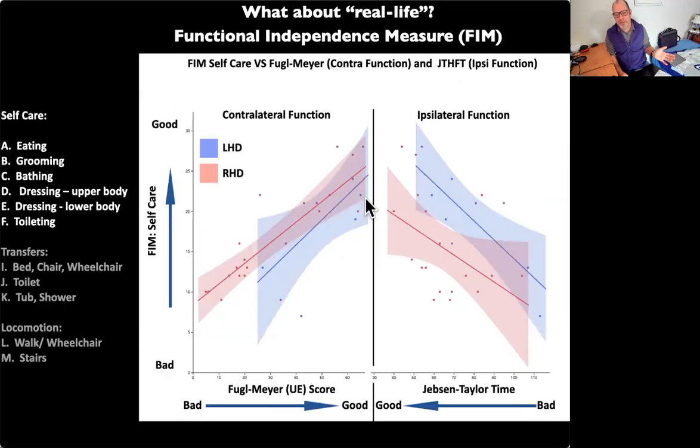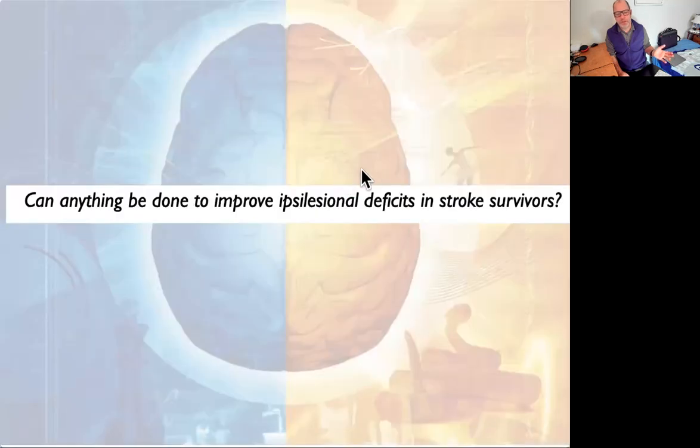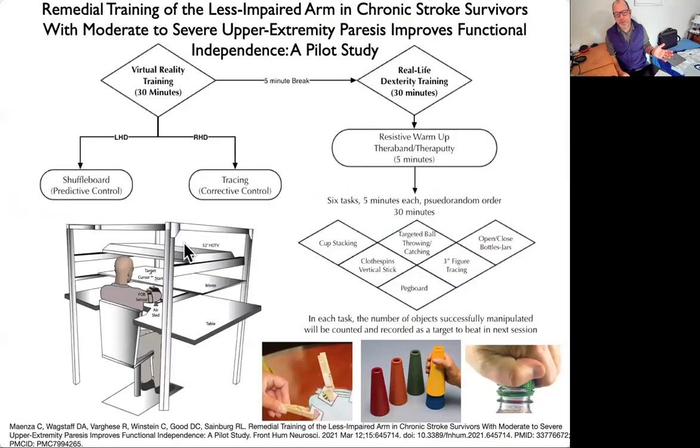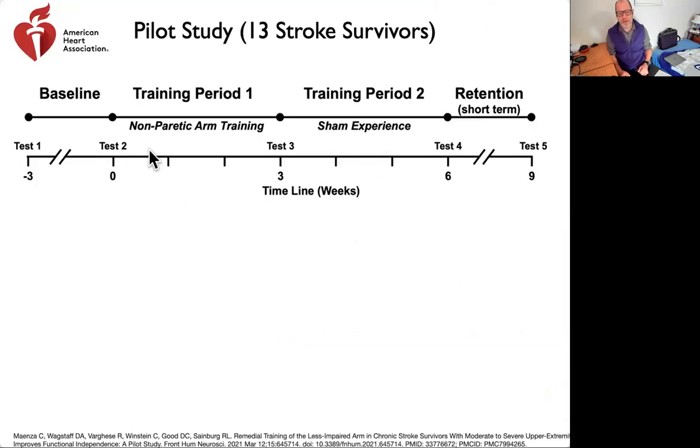Recognizing this, we tried to do something about it. We addressed the deficits in our little, poor man's VR system here, or planar VR system. And then we did real life training and a whole bunch of occupational therapy tasks. We did an initial training period for 3 weeks, and then a sham, and then a retention period in our initial study. This was just with a few stroke survivors.